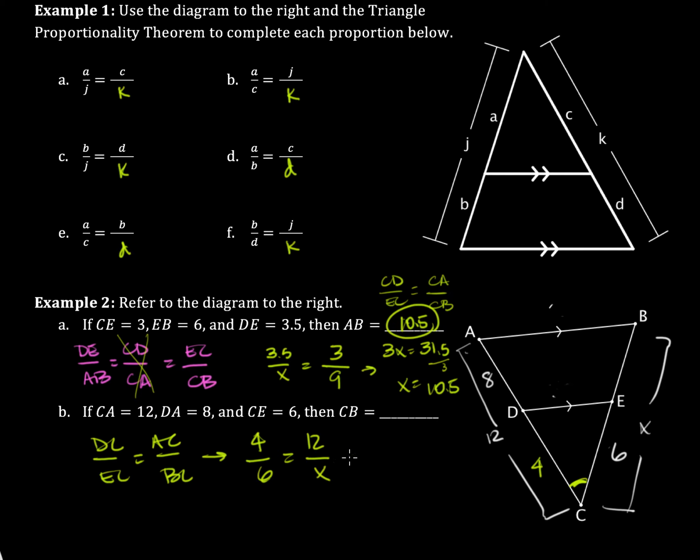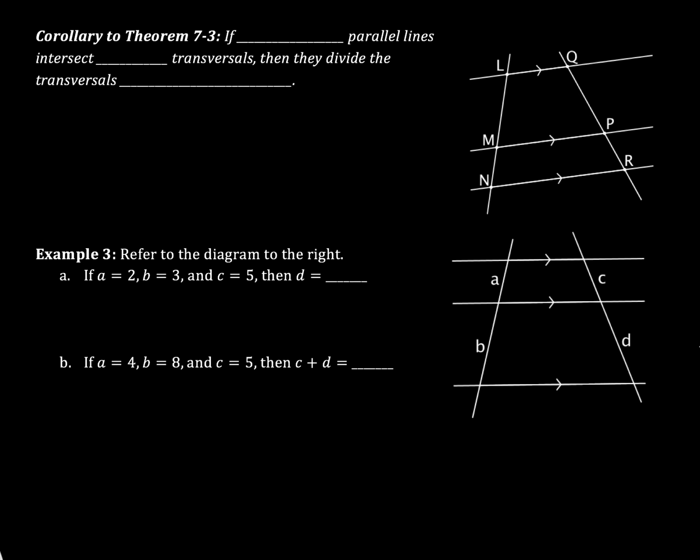Cross multiply here, and I get 4x equals 6 times 12, which is 72. Divide both sides by 4, and x equals, let's see, 72 divided by 4 is 18. So x equals 18, so the length of CB is 18 here.